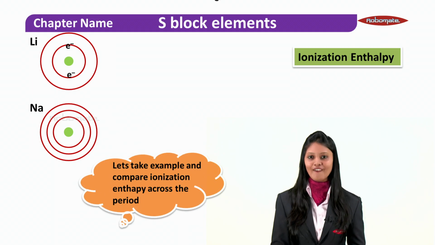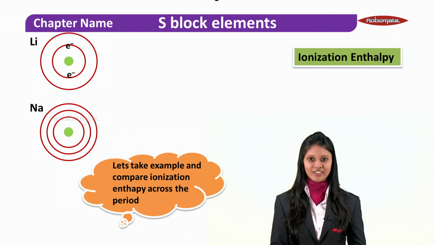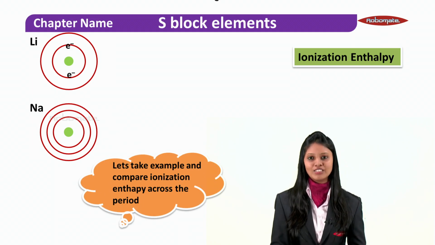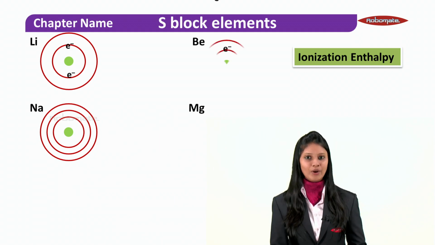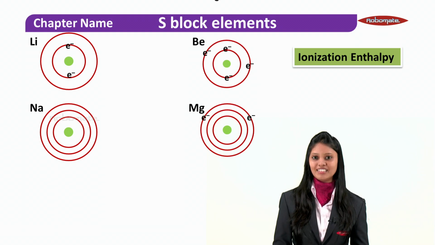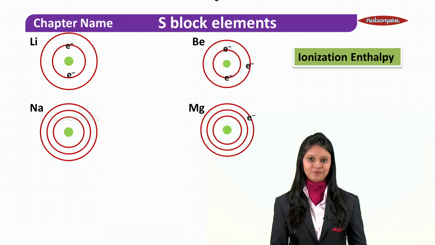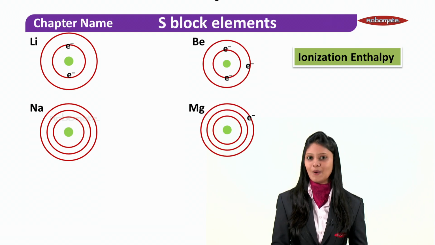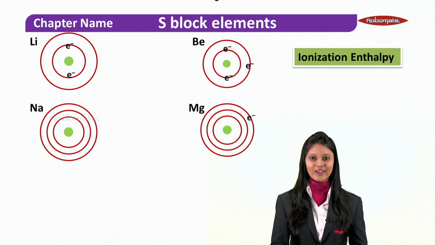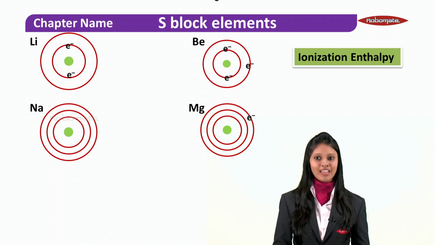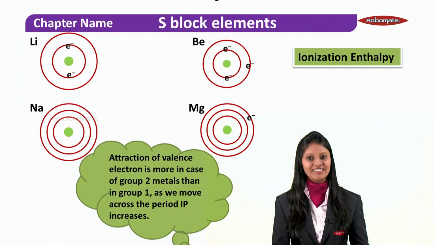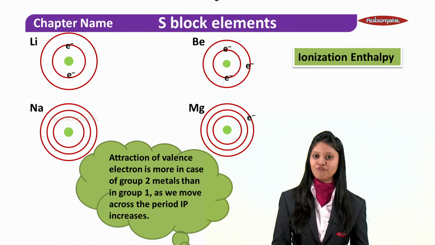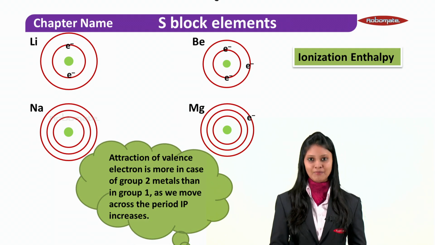Let's consider ionization enthalpy across the period. The example is lithium and beryllium, and with sodium, it's magnesium. Let's remove the valence electron from beryllium and from magnesium. The amount of energy required to remove this valence electron is ionization enthalpy. Let's compare lithium and beryllium now. Attraction of the valence electron is more in the case of beryllium, or group 2 elements.